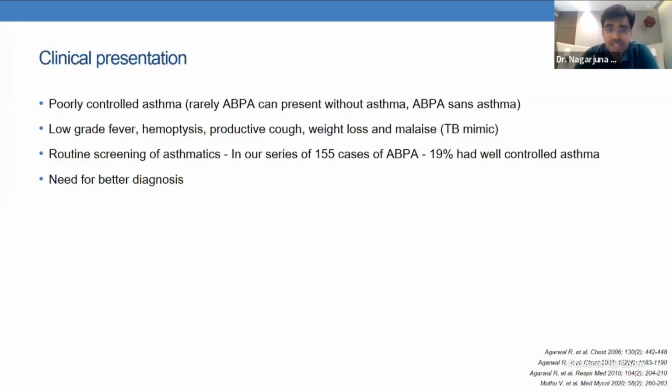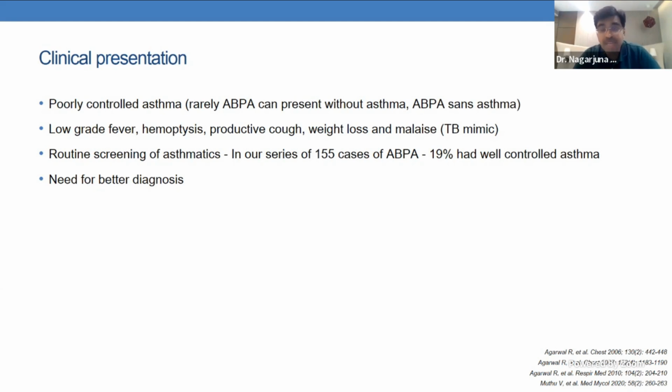Now, clinical. The most common presentation is that of an uncontrolled asthma. This is the most common thing. However, there can be certain rare presentations, as Dr. Manoj sir has rightly said, ABPA can happen without asthma also, but that is a very, very small subset. Usually it happens in asthmatics or in other predisposing conditions like cystic fibrosis.